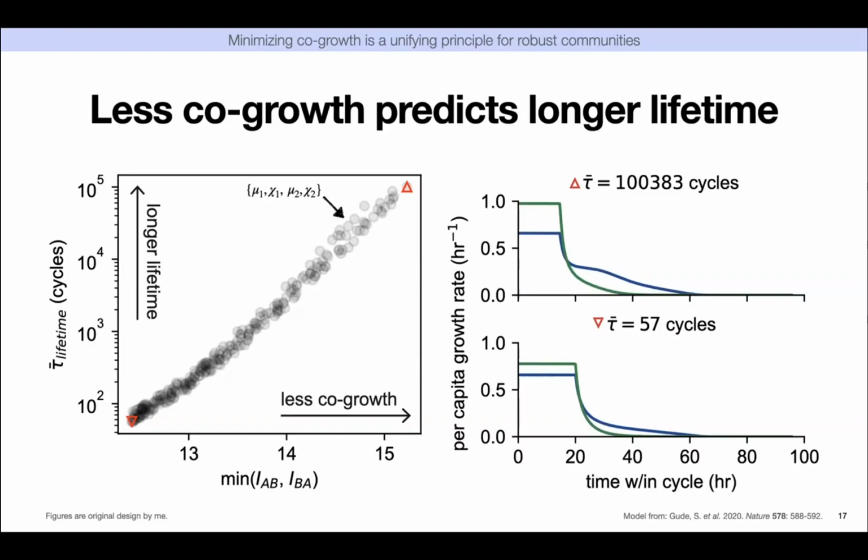And if you pull out, let's say, the case of longest lifetime and least co-growth, you can see that the green is growing really well locally, but it doesn't swim out that much. And the swimming out then establishes this secondary bump of growth in time for the blue species. In contrast, for this case of less co-growth, the growth curves are nearly overlapping.